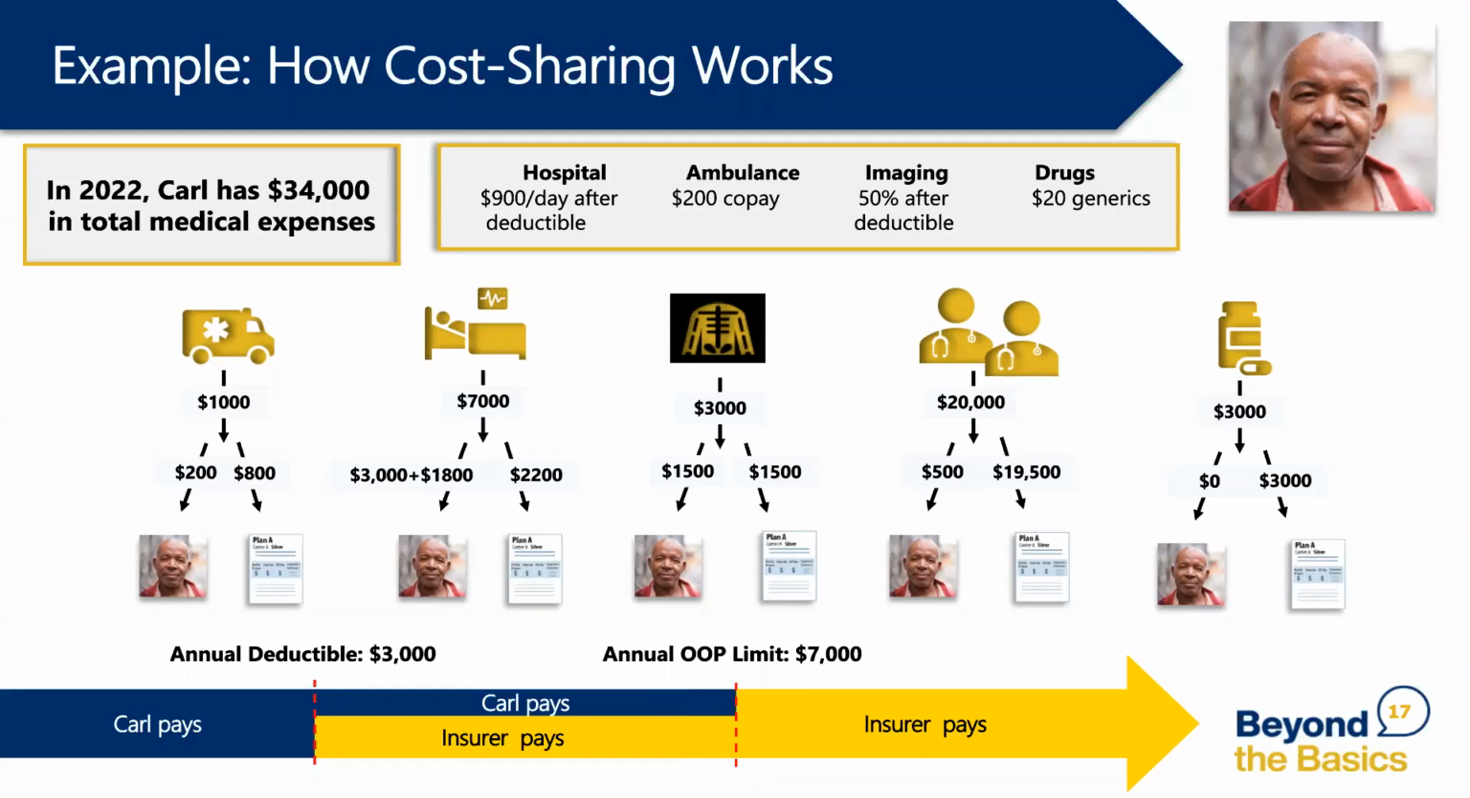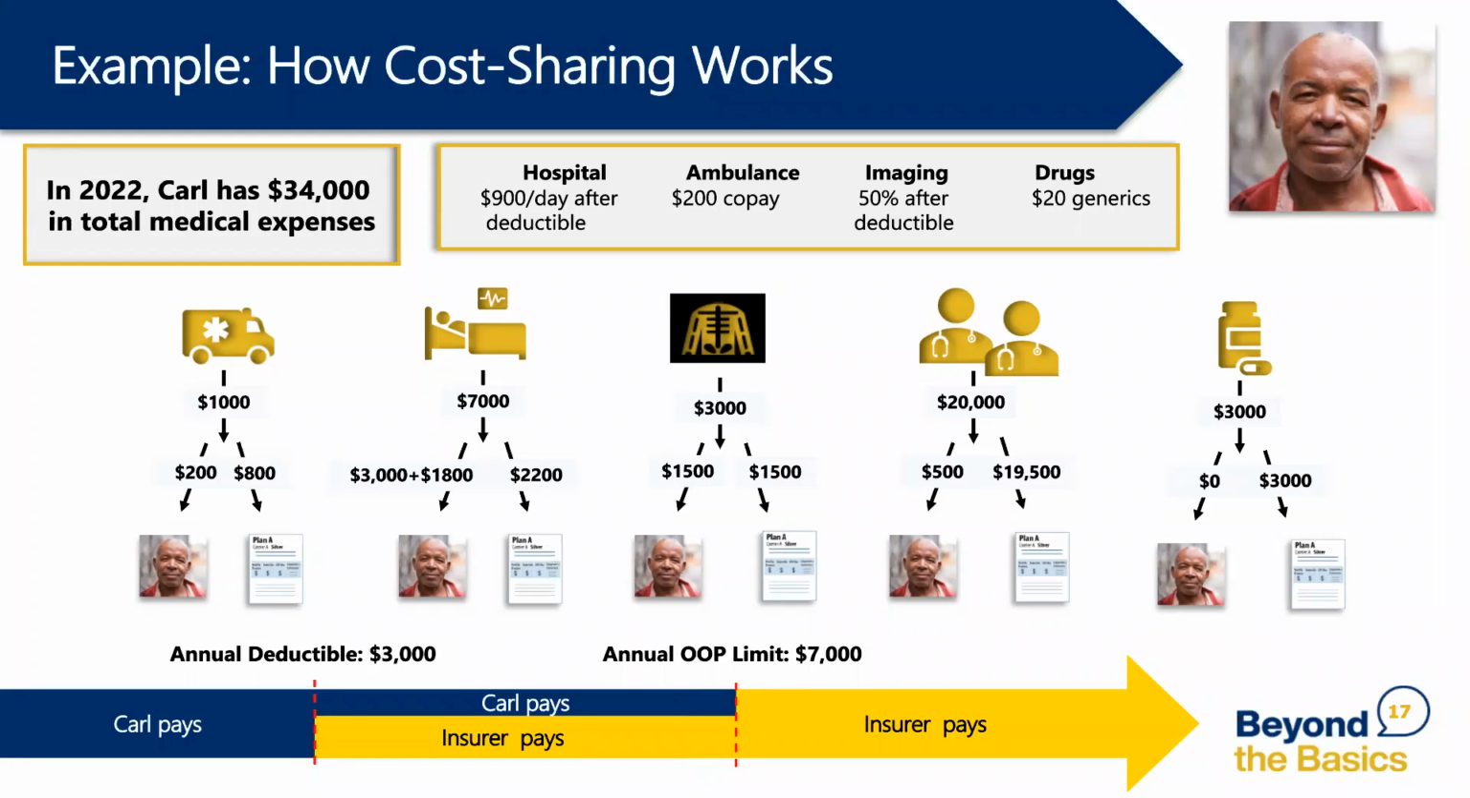And then let's say with the hospital visit, he's going to need some imaging and diagnostics done. And for this plan, he's paying 50% of that now. We're in the part of the arrow at the bottom of the page where Carl's paying a bit and the insurer's paying a bit, because he's met his deductible. So he's paying half of this cost of $3,000 and the insurer is paying half.